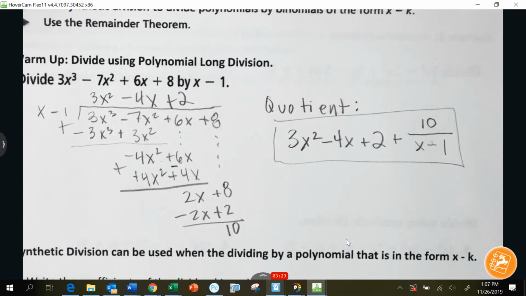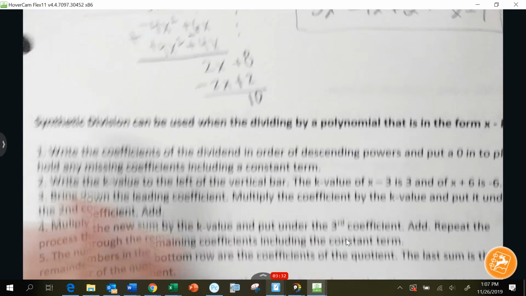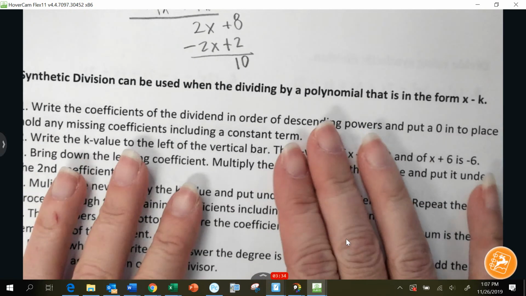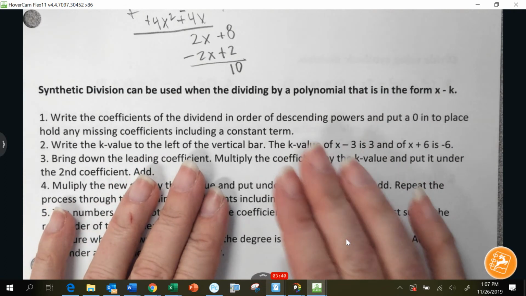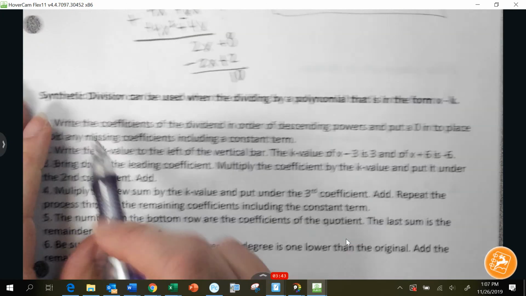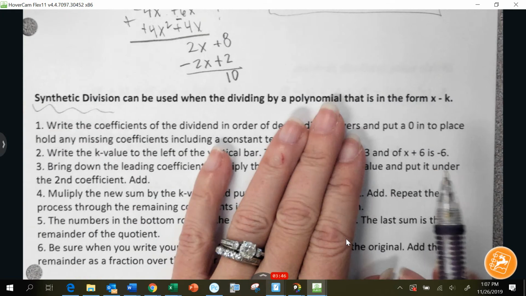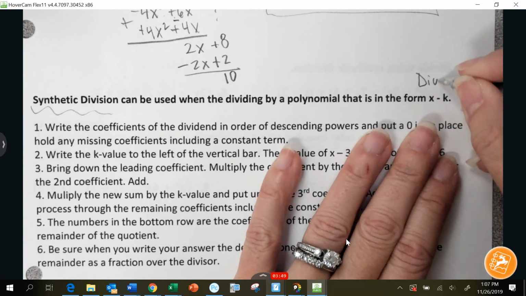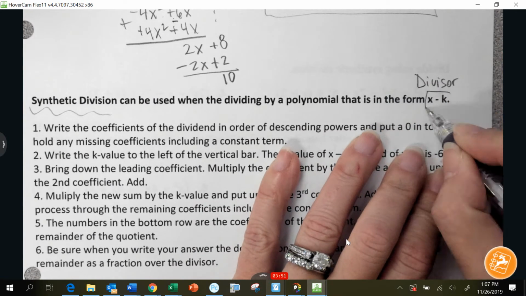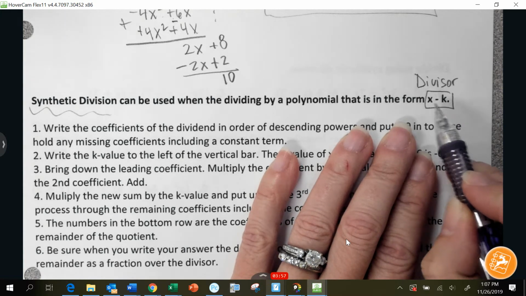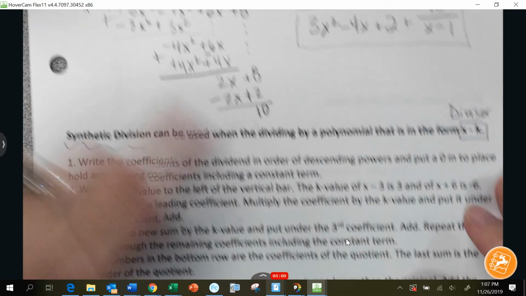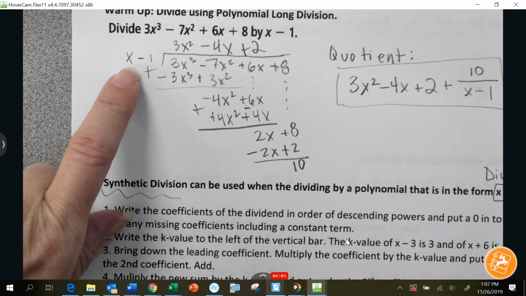Okay. So today's notes, you can only use certain cases. What I'm about to describe to you is written out really long right here. I'm not going to read word for word. I'm going to show you how to do it. But the one thing I am going to describe is that this is called synthetic division. It can only be used when the divisor, what you're dividing by, is in a form of x minus k. So k would be a number.